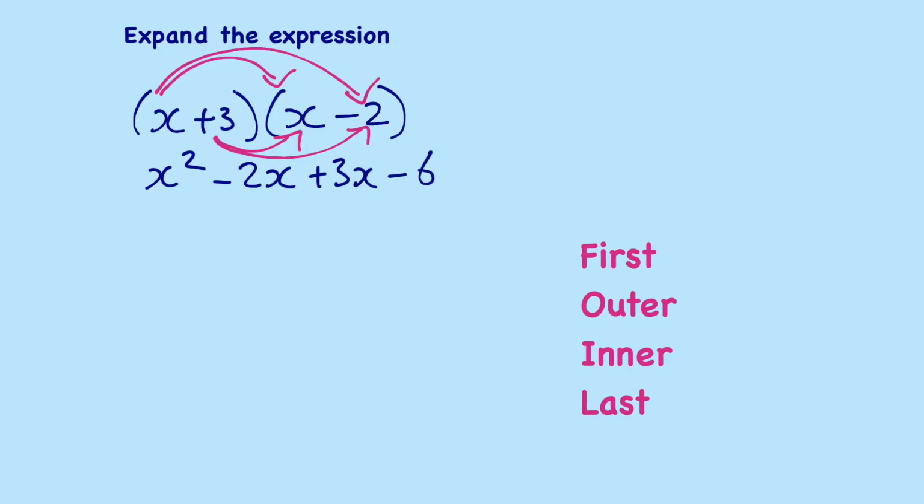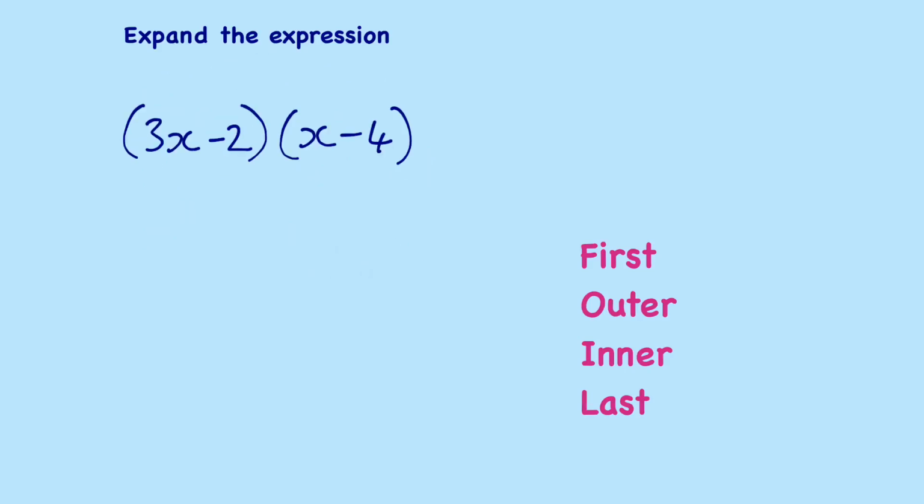So tidying up the expression, we're going to add the x's together. So we have x squared, then minus 2x plus 3x gives me 1x, so that's 1x. And then we have our minus 6 at the end. So our final answer is x squared plus x minus 6.